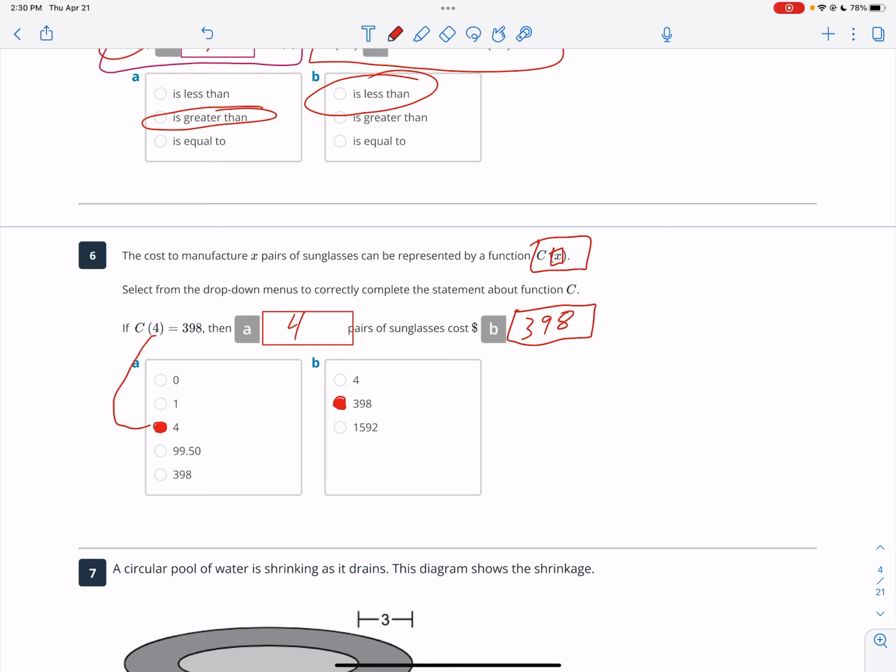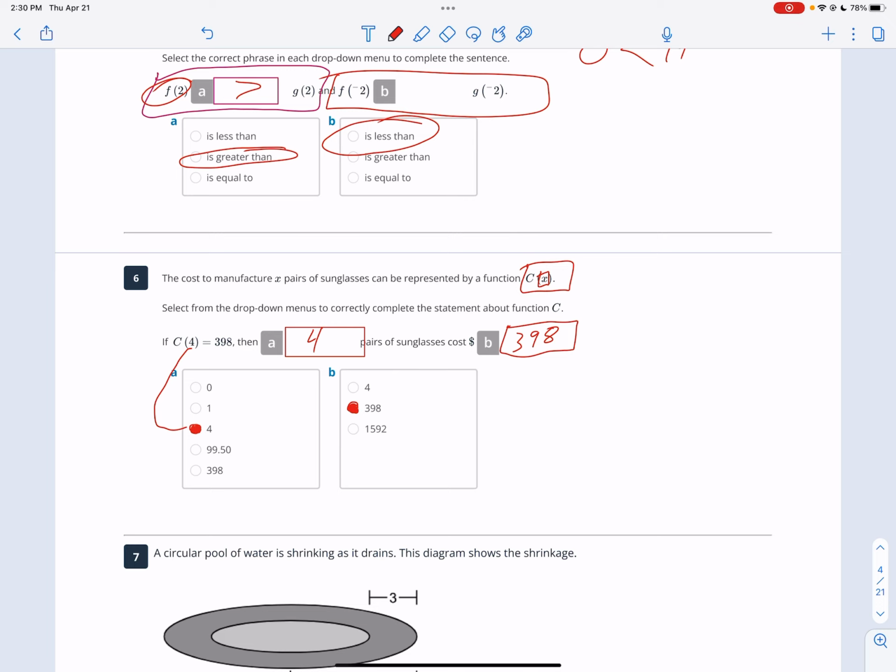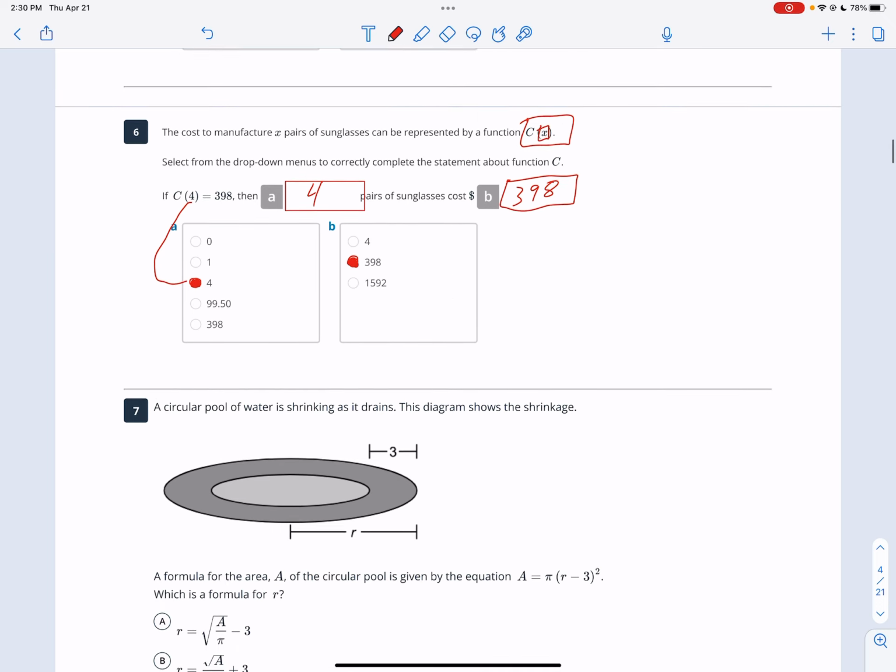On a question like this, read it carefully, but if it says x is your pairs of sunglasses, that's your input variable of your cost. And it's going to be 4 when it's written right here. All that information is right in front of you. It's super easy to overthink this one, but this one is a gimme problem if you understand your function notation and what it means.